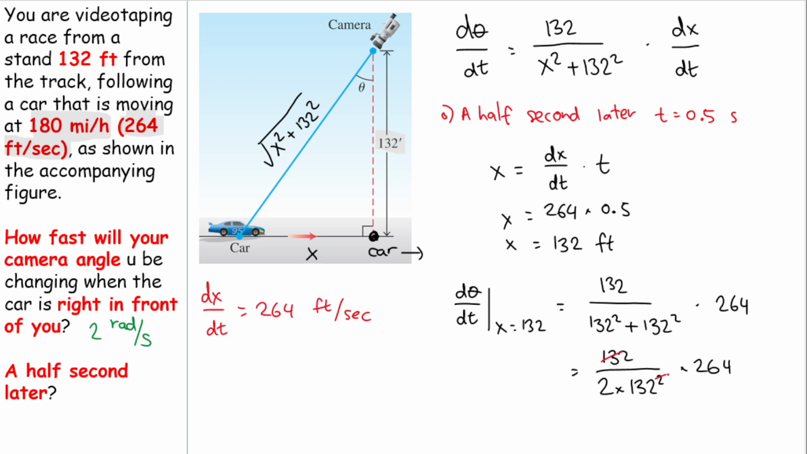132 and this square, and then 132 and this 264, that will be 2, and this 2 can cancel out with this 1 here, so I will have 1. So here I will have d theta over dt is 1, and the unit is radians per second. So a half second later, my angular speed will be 1 radian per second. And that is the final answer for this problem.